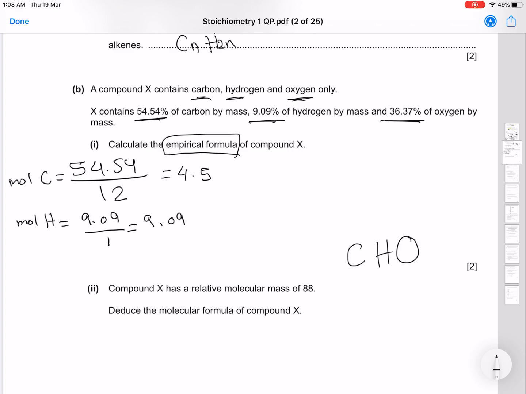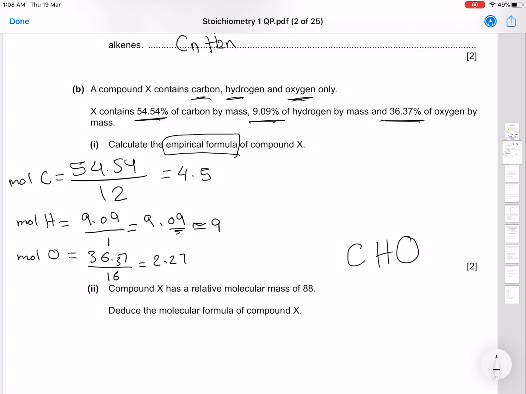I remember, guys, we said when you have this small number, you can just ignore it and round it to 9. Then finally, the moles for the oxygen is 36.37 divided by 16, which is the atomic mass of the oxygen. It will give me 2.27.